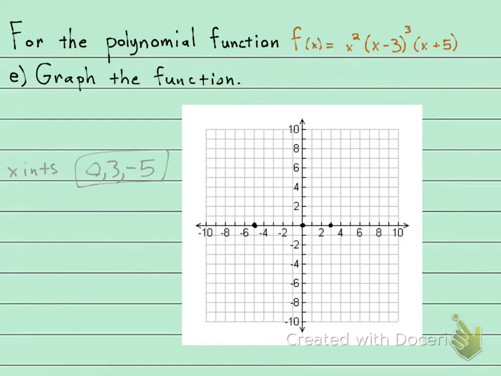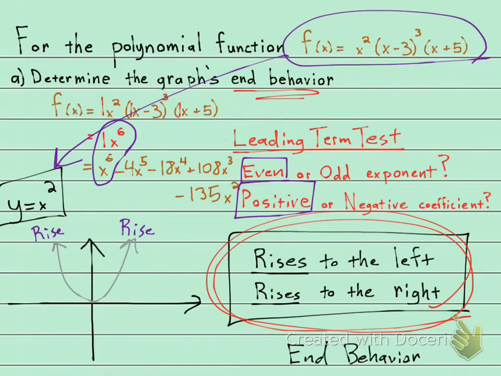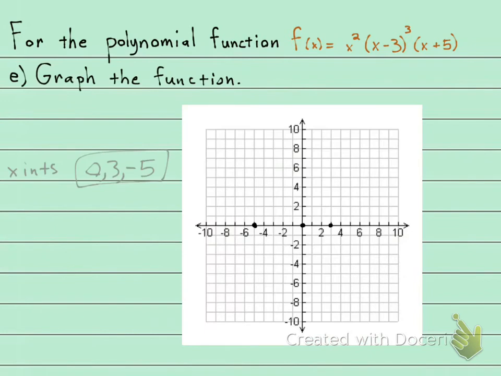The other thing to know from part A is that it rises to the left and rises to the right. That's the end behavior. So I know that the graph is going to end up like this and like this. So if I'm going to follow along my graph and hit these x-intercepts, I also need to know if it's going to cross through or if it's going to bounce off.